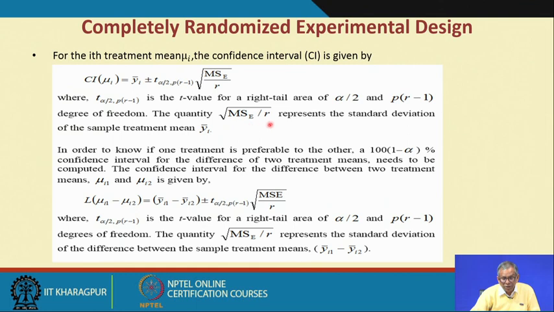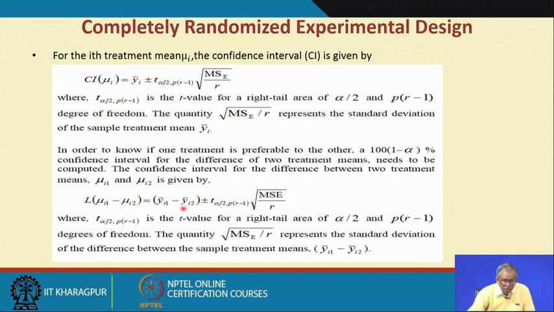Is it okay? So the quantity root over MSE by r represents the standard deviation of the sample treatment means y i dot bar. In order to know if one treatment is preferable, this is the standard procedure I am explaining for all designs of experiments, the methods we employ. In order to know if one treatment is preferable to the other, a 100 into 1 minus alpha percent confidence interval for the difference of the two treatment means needs to be computed. The confidence interval for the difference between two treatment means, mu i1 and mu i2, is given by this expression.